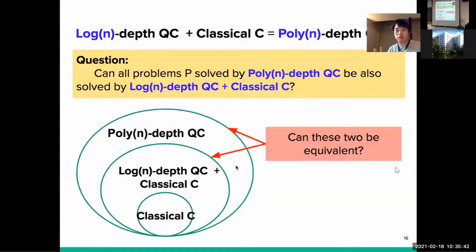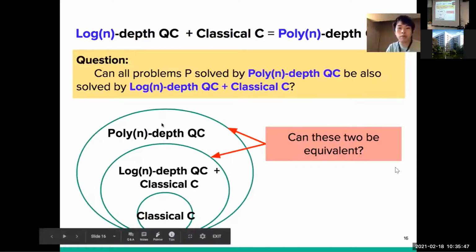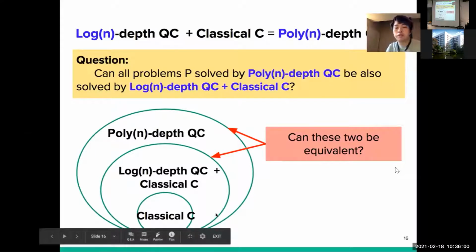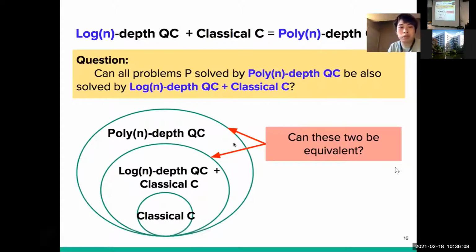And you can draw circles about this question. The outer circle is all problems that a polynomial depth quantum computer can solve. And the inner circle is all the problems that this hybrid approach, a log n depth quantum computer plus a classical computer, can solve. And trivially, this circle is inside the outer circle. The question now is, is it possible that these two circles are actually equivalent?